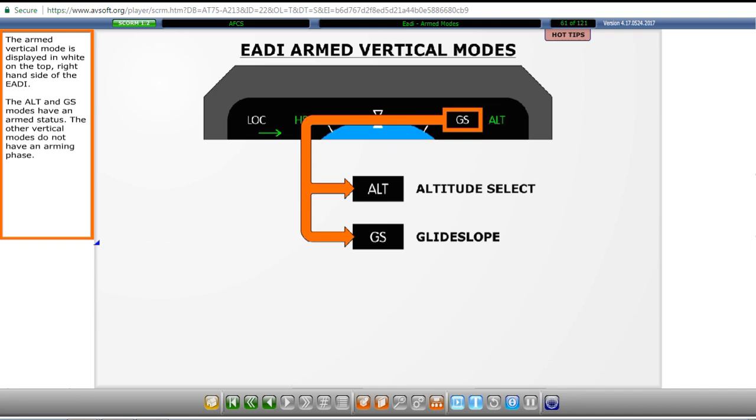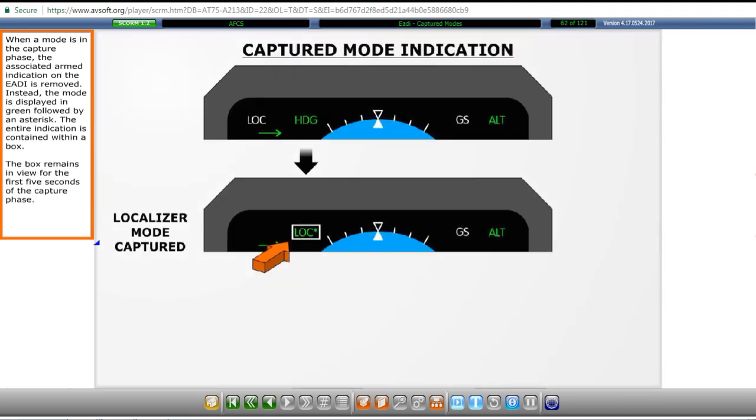The armed vertical mode is displayed in white on the top right-hand side of the EADI. The altitude and glide slope modes have an armed status. The other vertical modes do not have an arming phase.